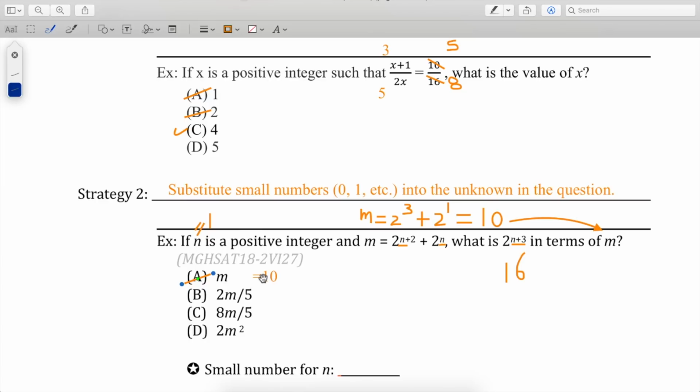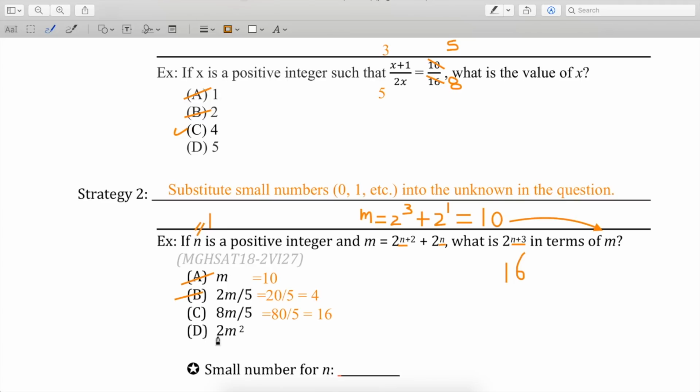Then you look at choice B. Choice B is 2 times 10 over 5, so that's essentially 20 over 5, and that's 4. That's also not 16, so that's again not the right choice. Choice C is 8m plus 5, all over 5, and 8 is 8 times m. M is 10, so this is like 80, 80 over 5, and 80 over 5 is 16. Hey, so C works. But because you're plugging in a random number, you have to make sure that all the other choices are wrong.